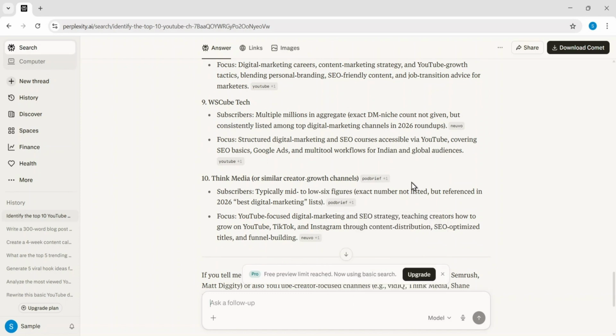Having all of this data organized in one place makes it much easier for me to refine my own content strategy and see where I can offer unique value compared to these established players.